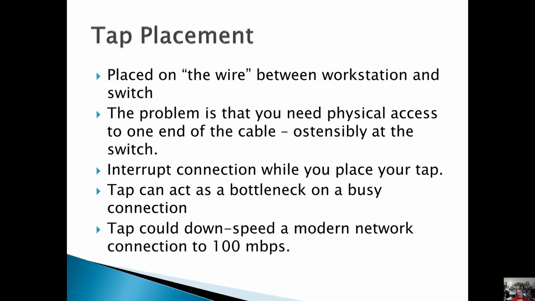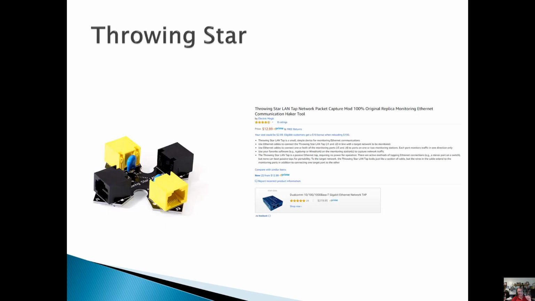And once again, one of those telltale signs, besides just an interrupt while you're unplugging and plugging the thing in as quickly as you can, is that depending on how the ports are configured and what kind of a tap you're using, you could also downspeed the network, maybe all the way down to 100 megabits per second. So once again, it's a tell that we probably don't want.